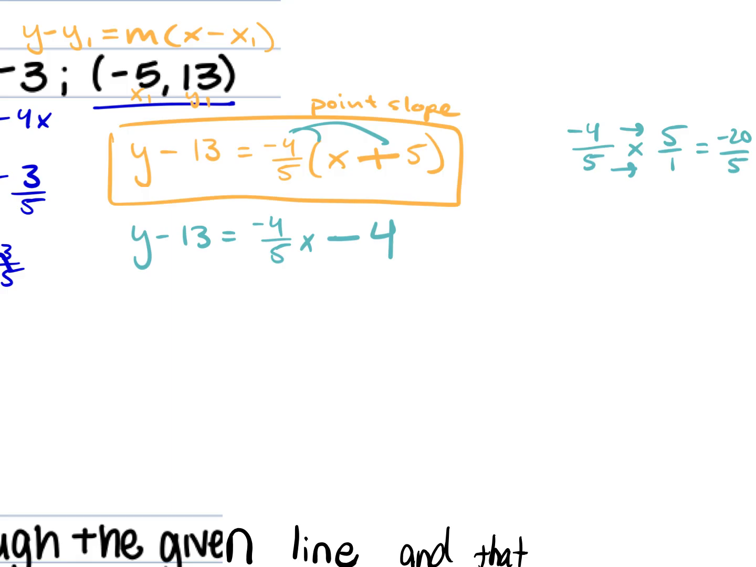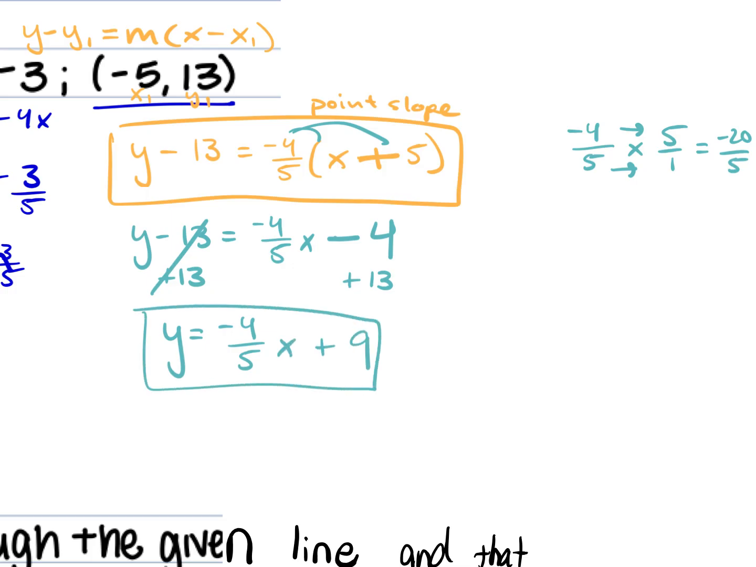When you're adding or subtracting, you need a common denominator. What's the next step here? Add 13. Remember, we want to get y all by itself, so we have to move the 13 to the other side. We have y equals negative 4 over 5x plus 9. So this would be our answer in slope-intercept form.